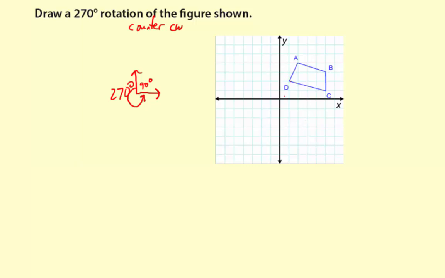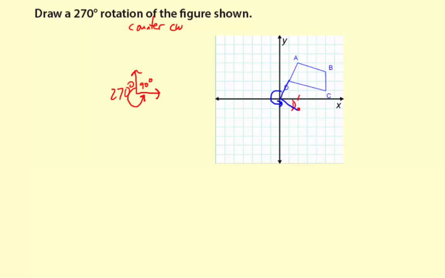Let's start with point D because that's closest to the origin. Sometimes that's the easiest one to get started with. Now if I go 90 degrees, it's going to end up here, 180 here, 270 is going to be right here. I'll put D prime. Okay, now I'm just going to sketch here real quick the angle from D to D prime. And going around here, that is 3/4 of a circle.